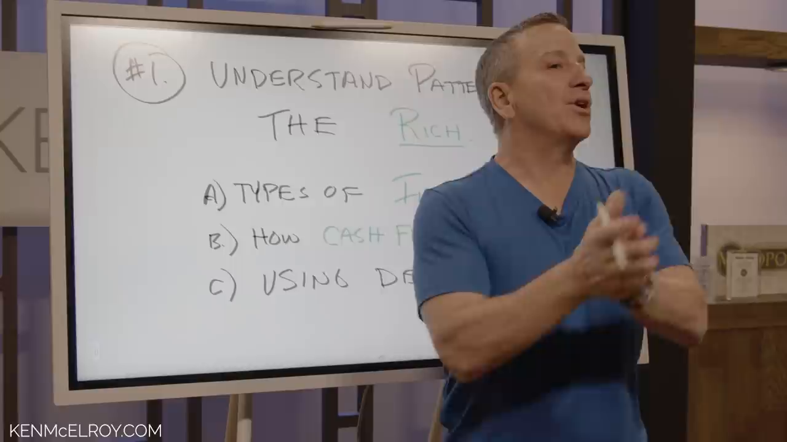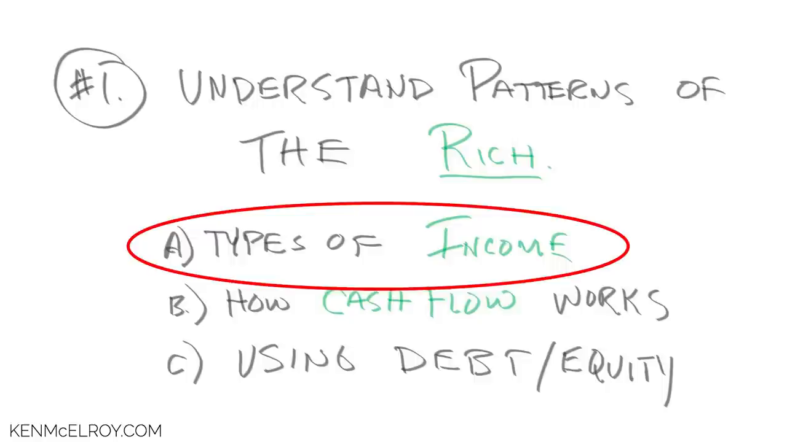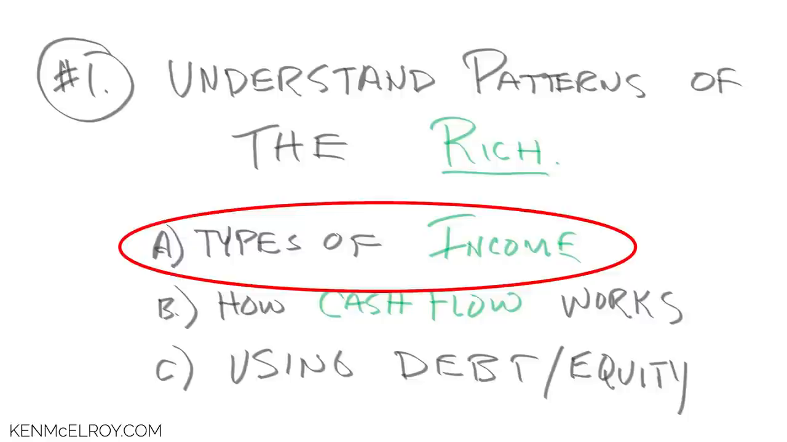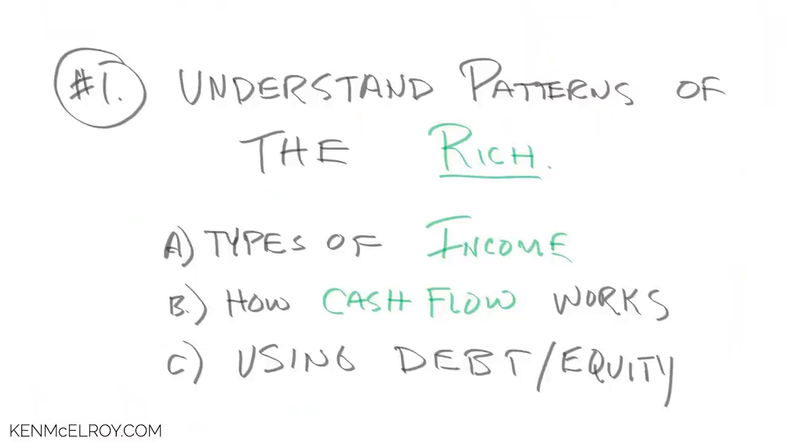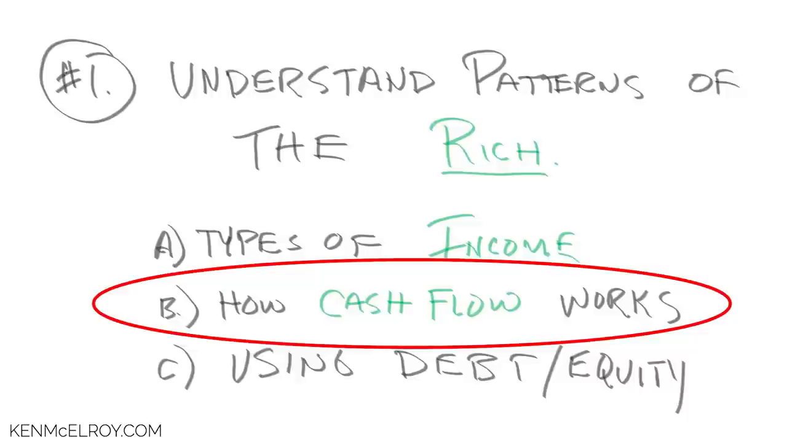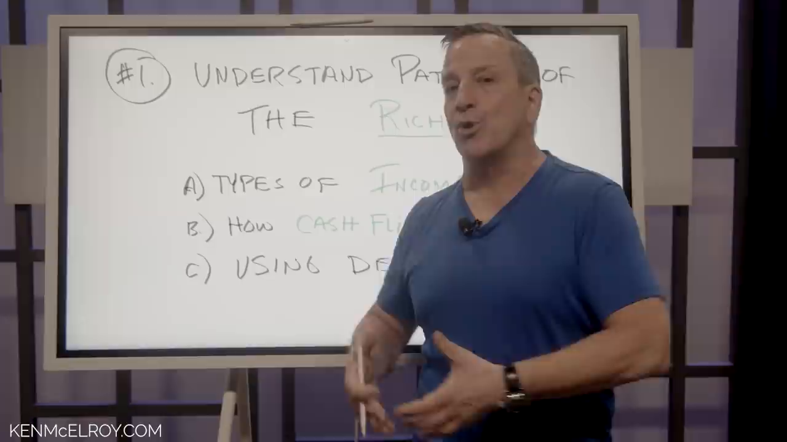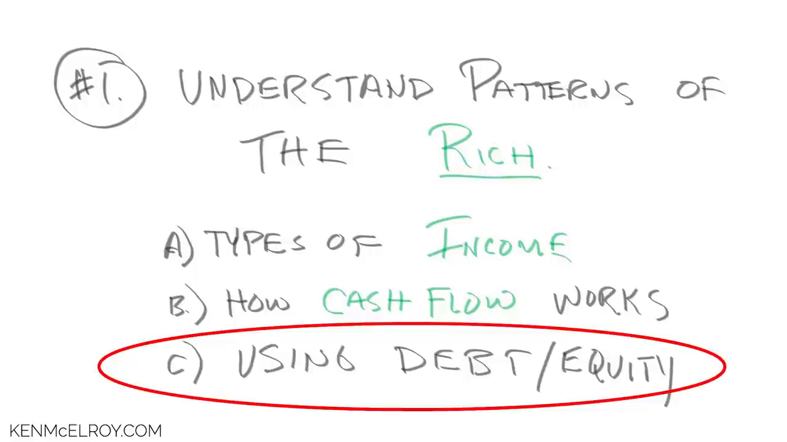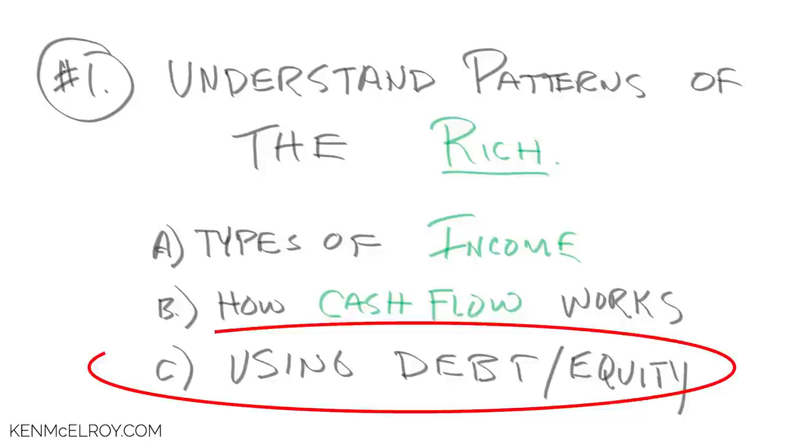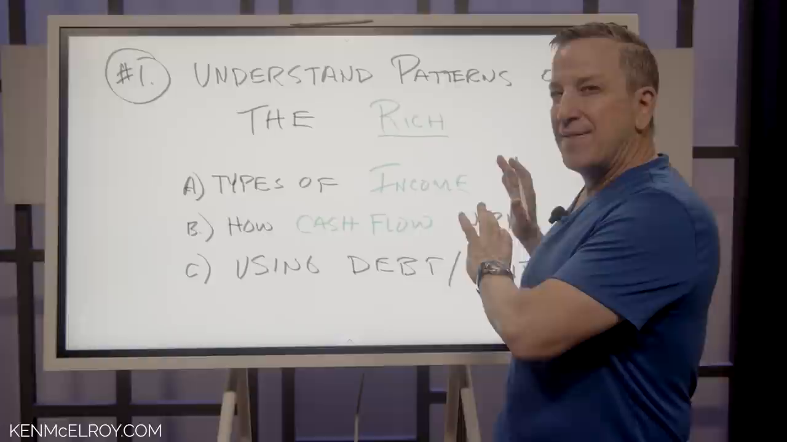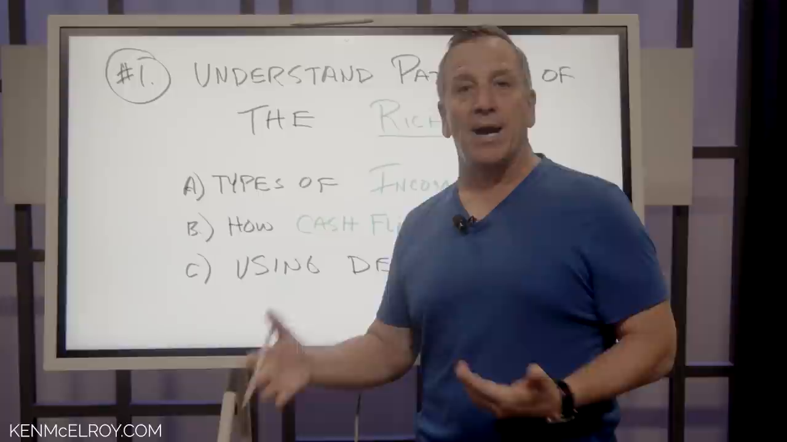The very first thing is you need to understand the types of income. So there's portfolio, there's passive, and there's earned income. And we're going to talk a little bit about that in a minute. The second one is how cash flow works. Now, a lot of you know what cash flow is and you casually use the words, but I'm going to show you specifically how to follow cash flow, how cash flow works. And the third one is how to use debt and equity properly. Debt and equity is actually set up for you. It wants you to use it. And I'm going to walk you through some of the best strategies on how to use debt and equity. Once you understand that these are the patterns of the rich and you can figure these out, you'll be on your way. So let's start with the first one.